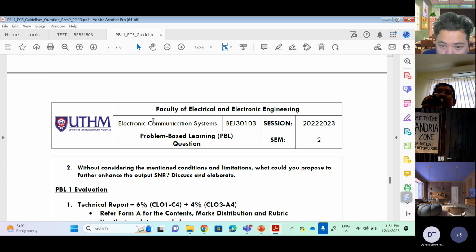Macam mana bentuk kalau you nak letak, contoh you want to propose an amplifier. Where you want to put the amplifier? How much is the value of the amplifier, for example? So you kena ada explanation seperti itu. Ini you boleh lihat dalam internet, of course. So soalan kedua adalah additional. Apa benda lagi yang boleh you buat untuk further improve the SNR?